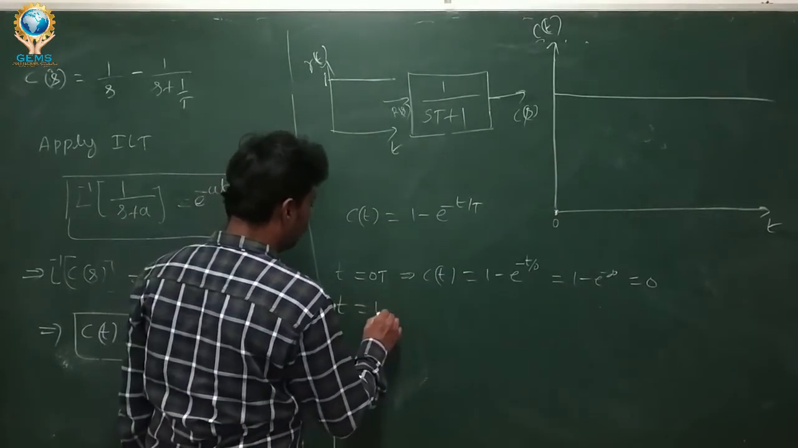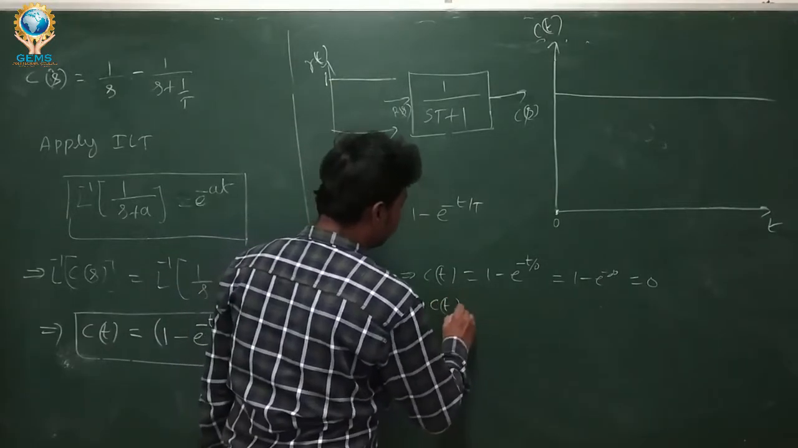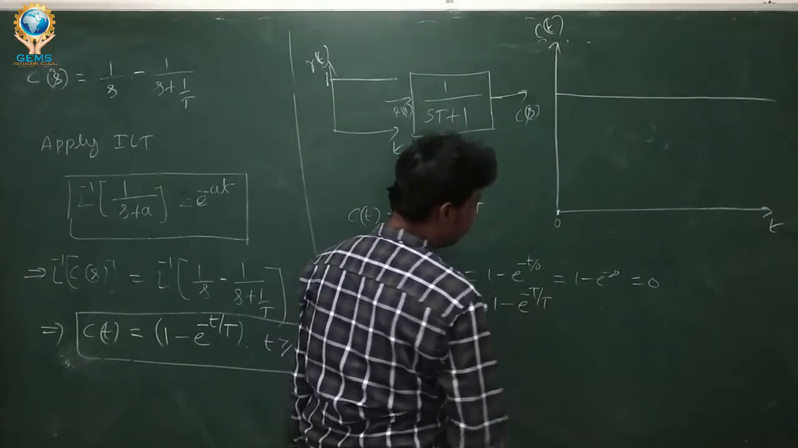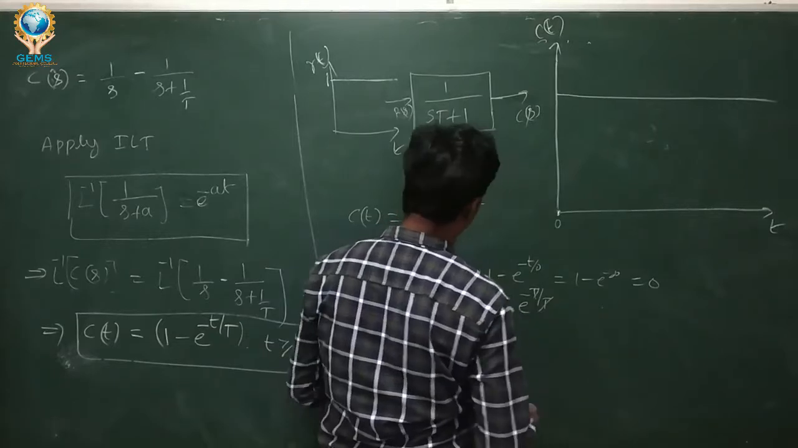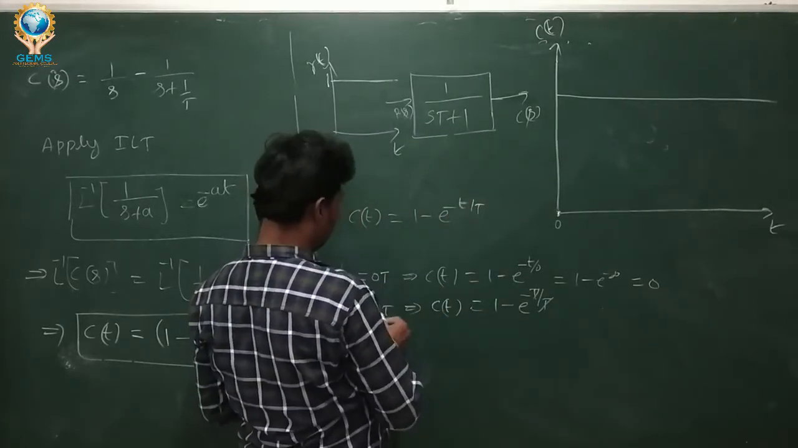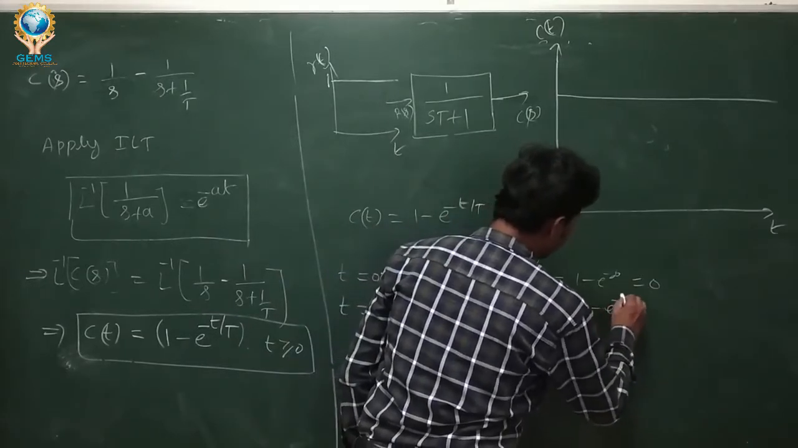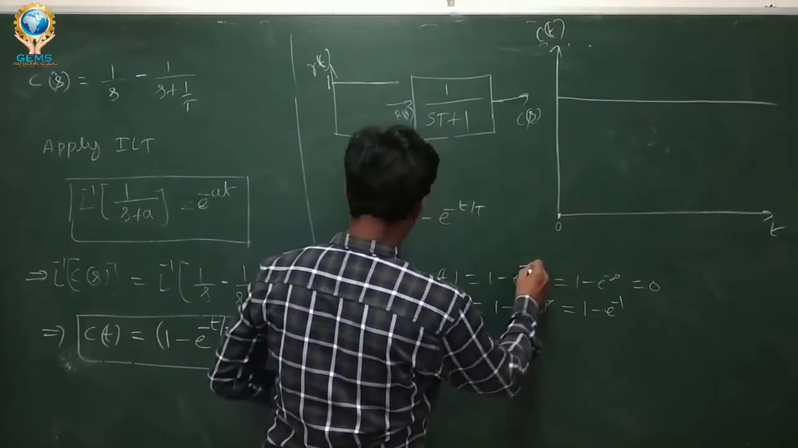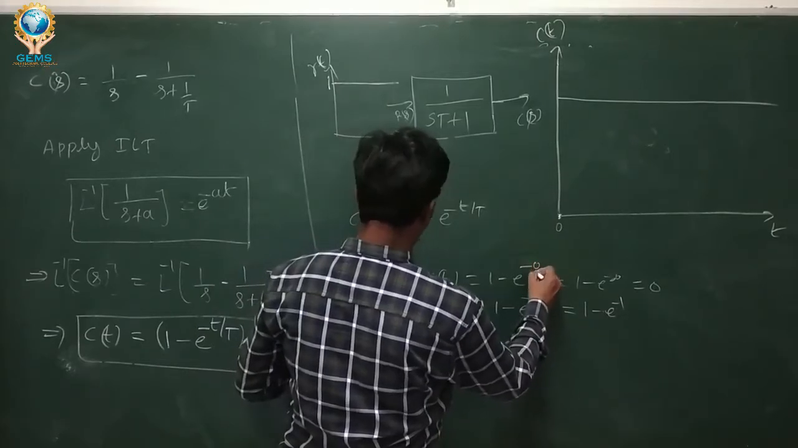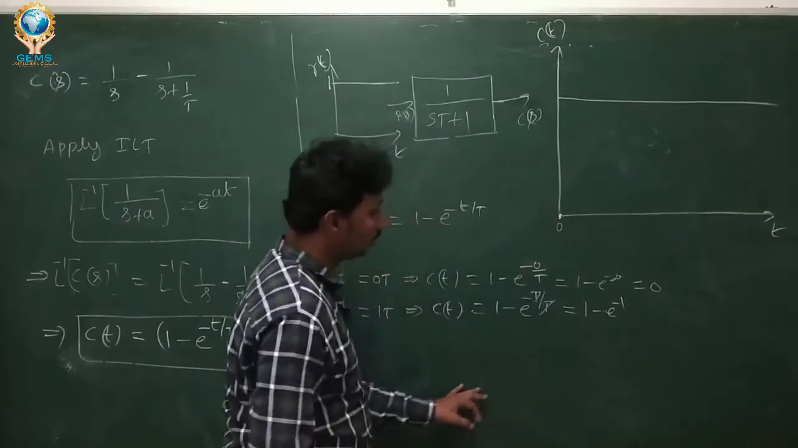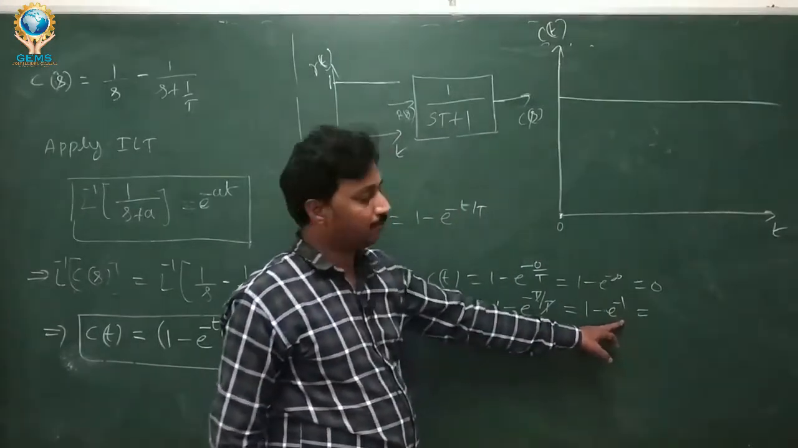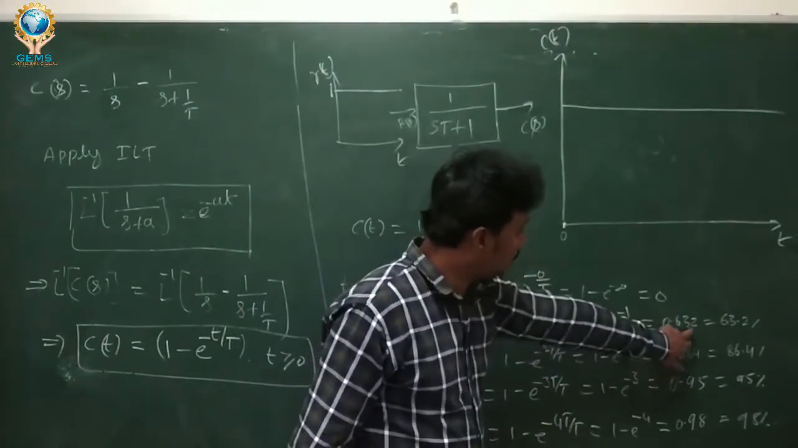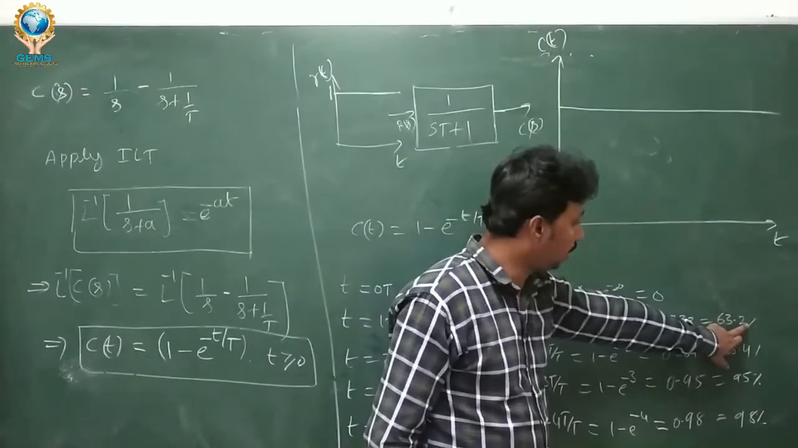Now t is equal to 1T. When you substitute t is equal to 1T, both T cancel, and you will get 1 minus e raised to minus 1. A small correction: if we substitute 0, it is 0 by T. Then what you get here is 1 minus e raised to minus 1, which is 0.632. Converting to percentage, that is 63.2 percent.